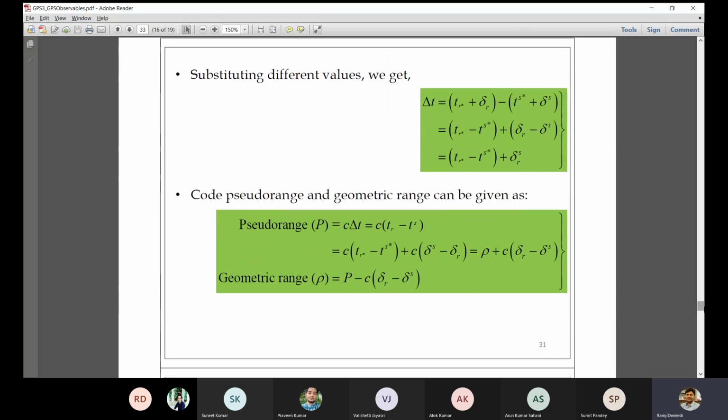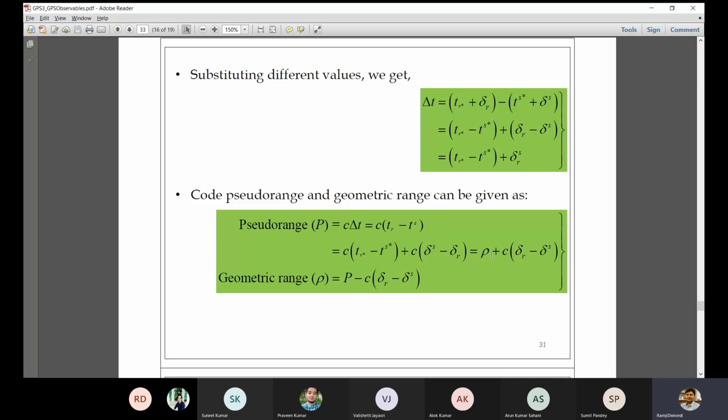Now we are multiplying it with c. On the left-hand side, c delta T is equal to, on the right side also c is multiplied, c times (TR minus TS). So that would become c times (TR star minus TS star) plus c times (delta R minus delta S). This star term is the actual GPS time, so that would become the geometric range, because if there is no error, no delay, then the pseudo range would become equal to the geometric range.